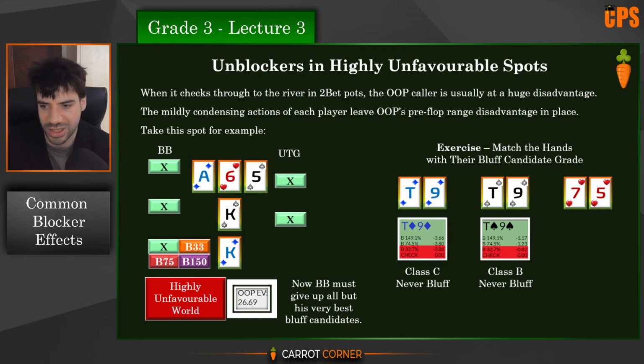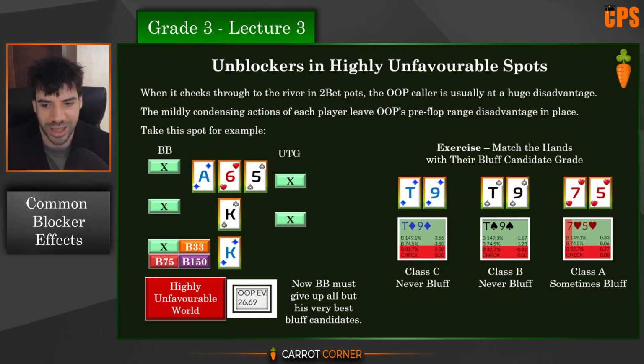7-5 of hearts doesn't win by checking. It's actually the kind of hand that may look like showdown value, but it's really not.